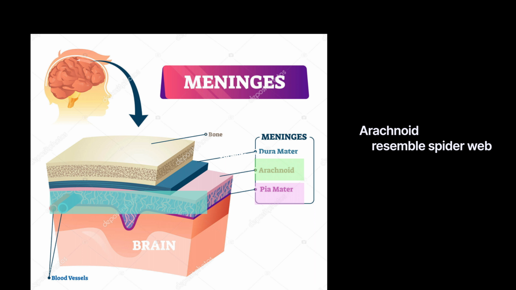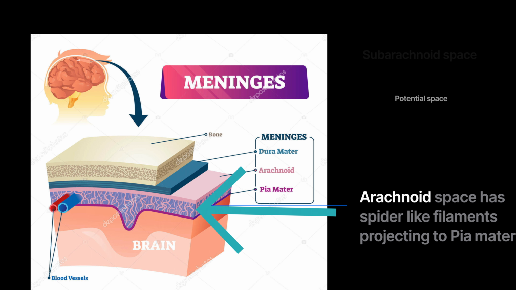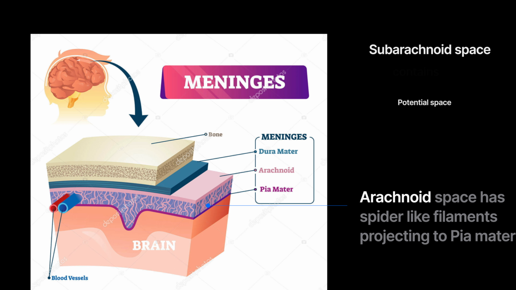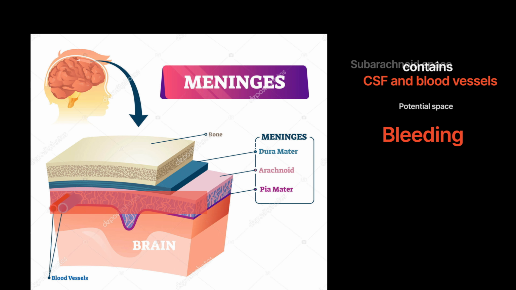Arachnoid in Greek means to resemble a spider web, and the arachnoid mater has spider web-like filaments that extend from its undersurface through the space and penetrate the pia mater on the brain surface. So the subarachnoid space consists of cerebrospinal fluid and also holds major blood vessels. It is a potential space. When we have a subarachnoid hemorrhage, there is bleeding in this potential space, which is the space between the arachnoid mater and the pia mater we just talked about.